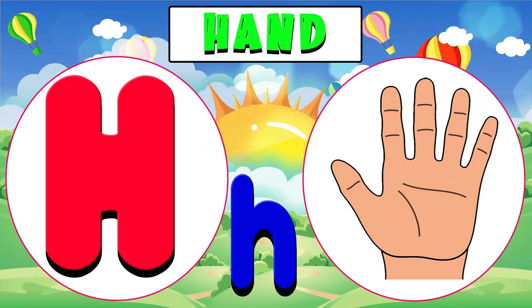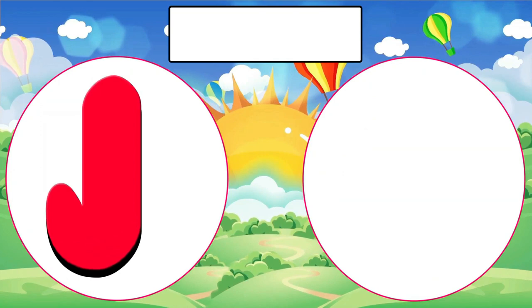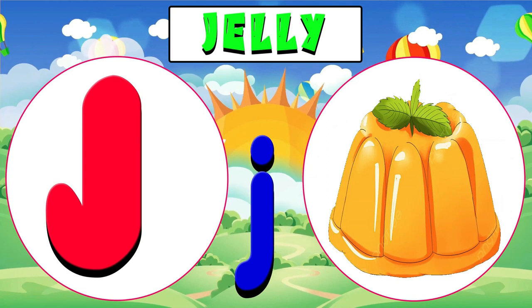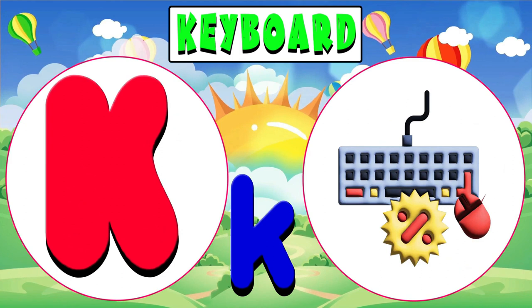I, I. Igloo. I. Igloo. J is for jelly. J, J. Jelly. J. Jelly. K is for keyboard. K, K. Keyboard. K. Keyboard. L is for ladybug.